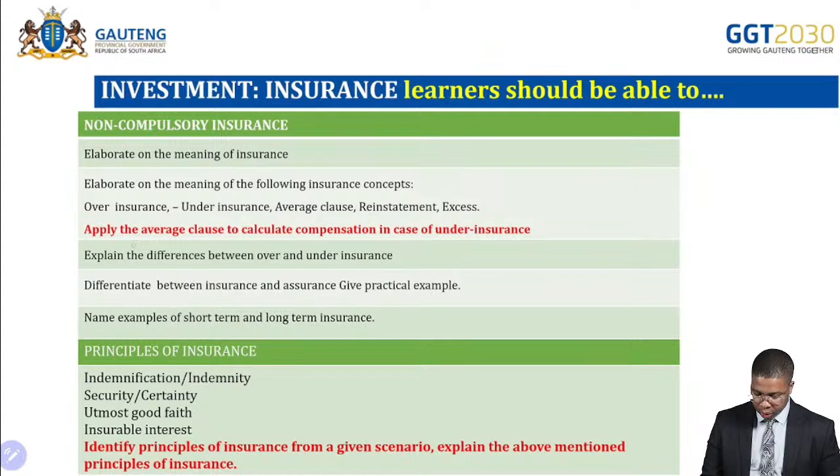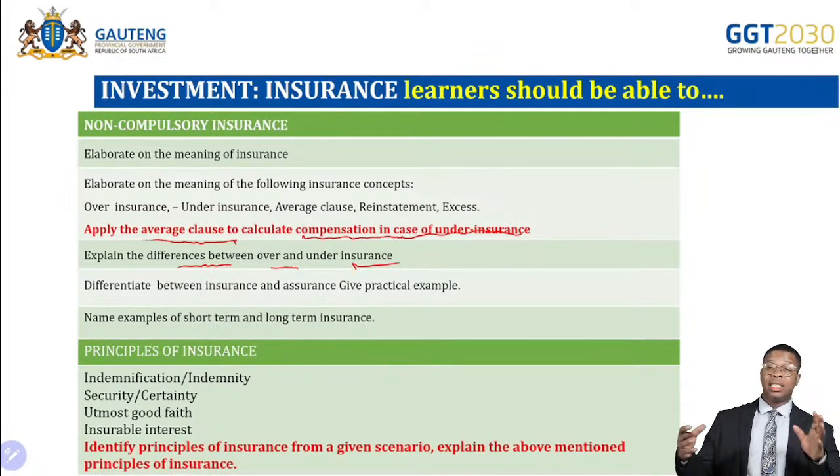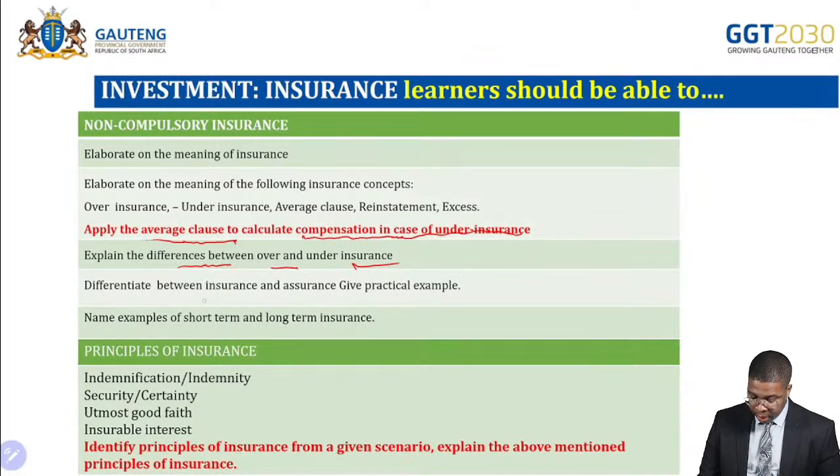Now, we then look into the application of the average clause and know how to calculate it so that you are compensated in a case where the insured is under-insured. Then we also say explain the differences between over and under insurance. What are the differences between over and under insurance? You should know that. And further, be in a position to know the differences between insurance and assurance and give practical examples. Furthermore, name examples of short-term and name examples of long-term.